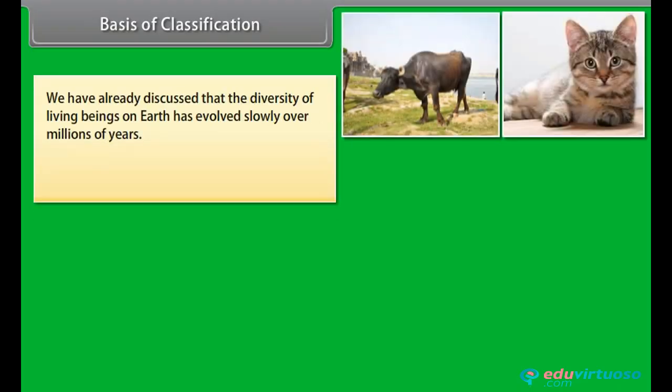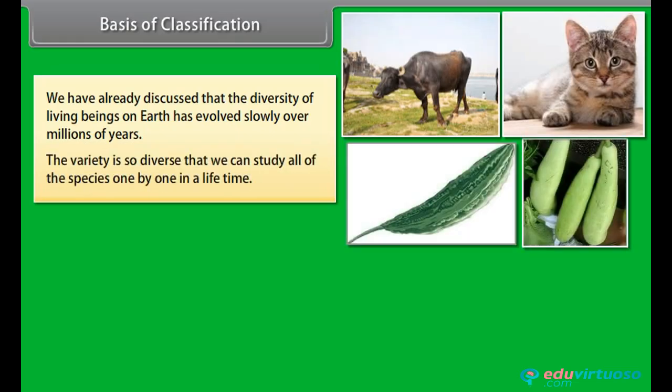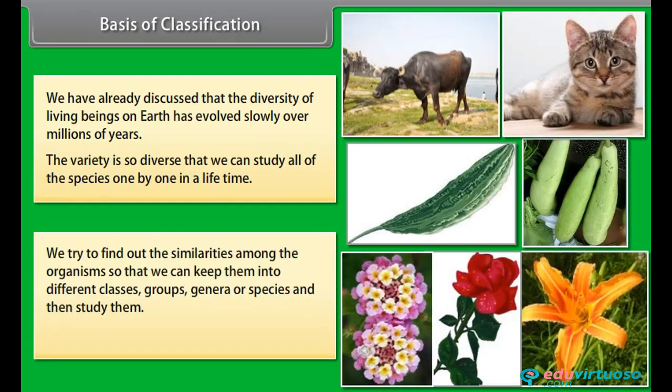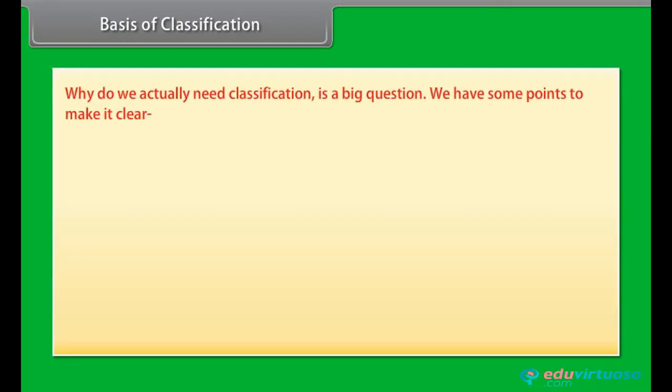Basis of classification. We have already discussed that the diversity of living beings on Earth has evolved slowly over millions of years. The variety is so diverse that we cannot study all of the species one by one in a lifetime. So we try to find out the similarities among the organisms so that we can keep them into different classes, groups, genera or species and then study them. This grouping is known as classification. Why do we actually need classification is a big question. We have some points to make it clear.